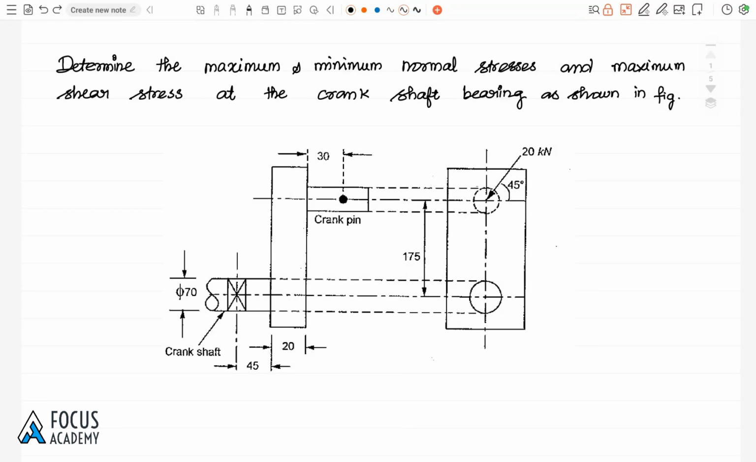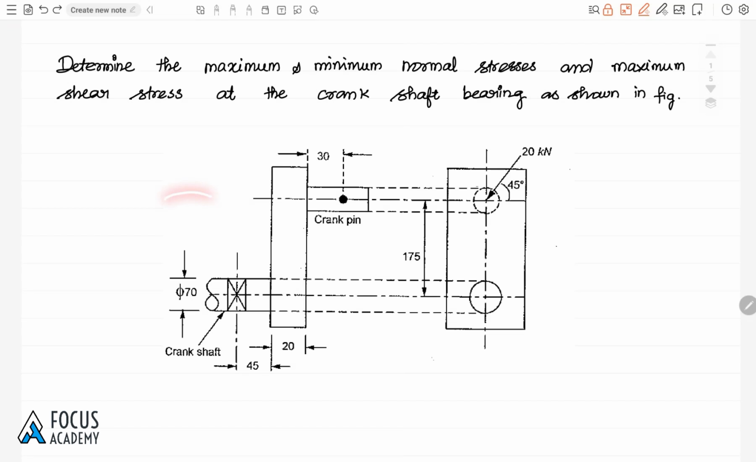We are going to solve a problem based on principal stresses. So let me solve the problem now. Determine the maximum and minimum normal stresses and the maximum shear stress at the crankshaft bearing as shown in figure.